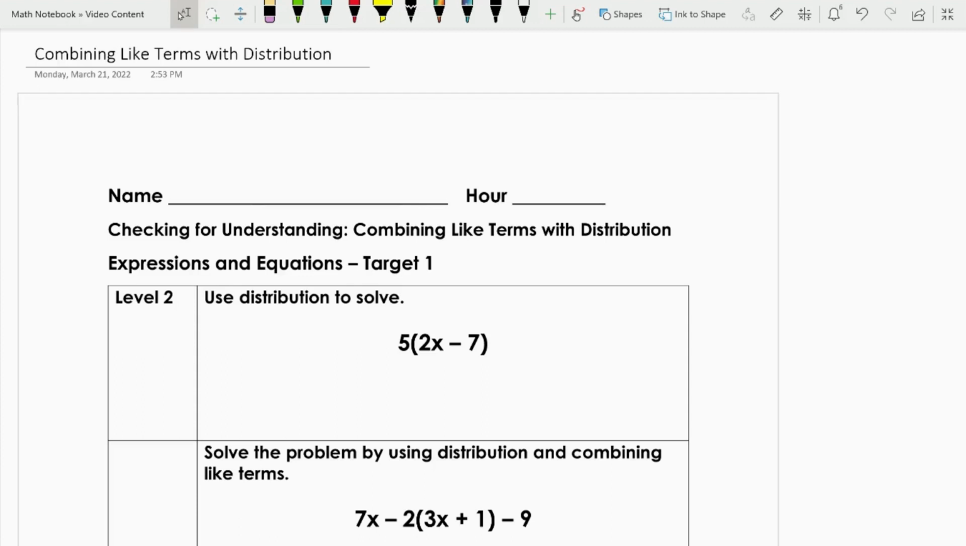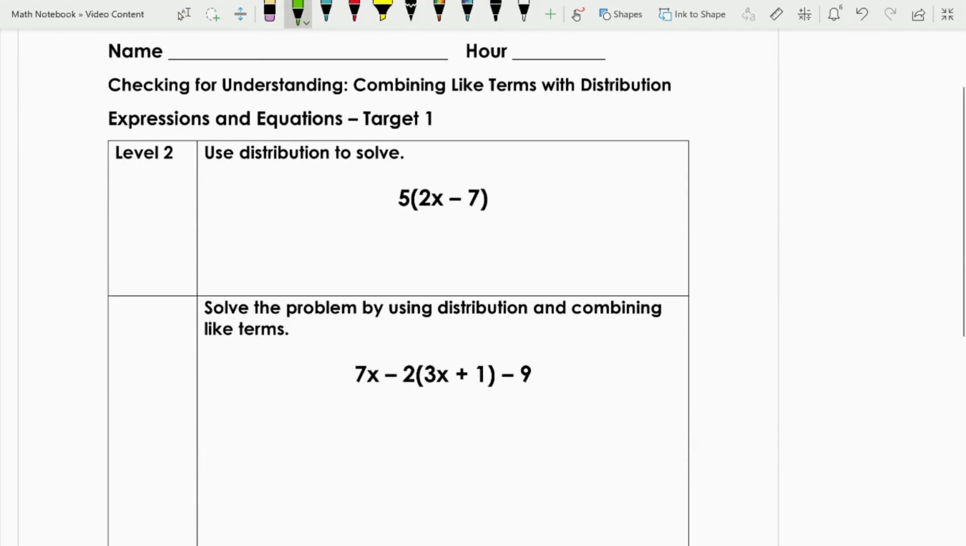Okay, this is the combining like terms with distribution quiz reteach. So if you are someone who needs a reminder or just somebody who needs a little bit of help on the quiz, this video is for you. We're going to go over level 2 and both level 3 questions. So level 2, it says use distribution to solve.